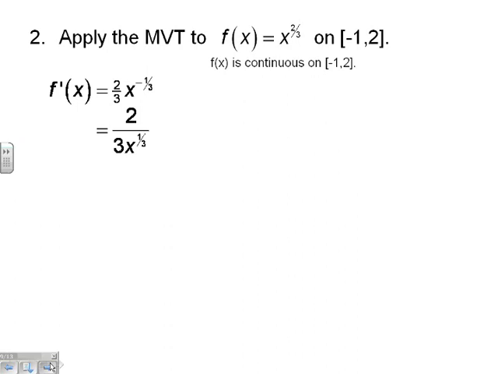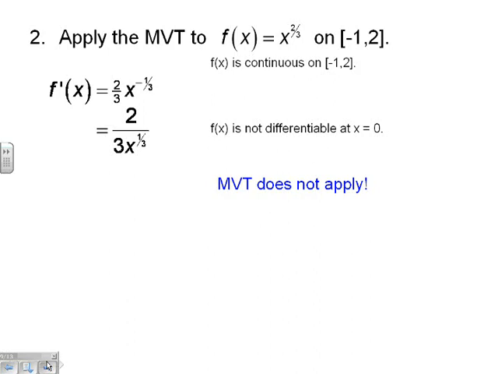Now what makes this different from the last one we looked at? It's a fraction. So is it continuous everywhere on the derivative? What's excluded from the domain of the derivative? So this rule does not apply. It's not differentiable at x equals 0. You plug that in, you get division by 0. So it's excluded from the domain. Therefore, the mean value theorem does not apply. You cannot use it. Okay? So make sure you're looking for that.